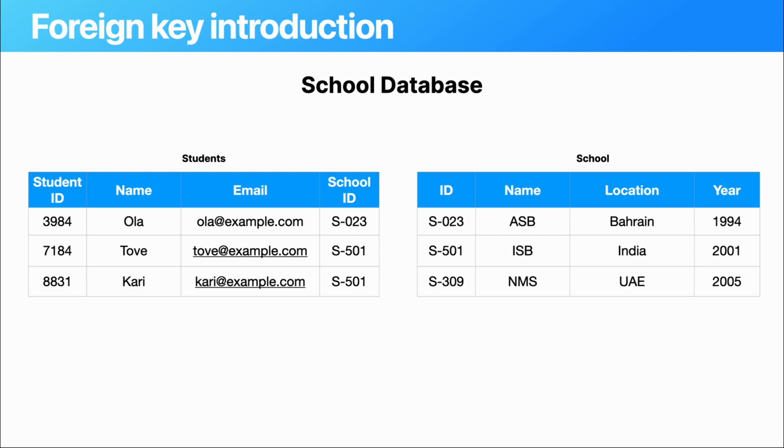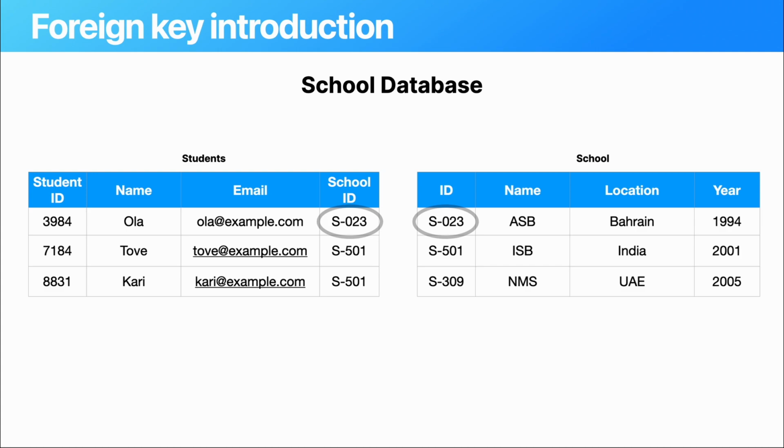So now you can see in the students table we have student ID, name, email and school ID. Now we're not storing school name, school location, school year, school pin code and all that. We're not storing each and every piece of information about the school. We're just referencing which school the student actually belongs to. So now the first student is Ola and the school ID is S023. So over there actually it belongs to ASB. So now we're just referencing the schools table. We are not storing school information in the students table. We're just referencing it, so we just know which school it belongs to.